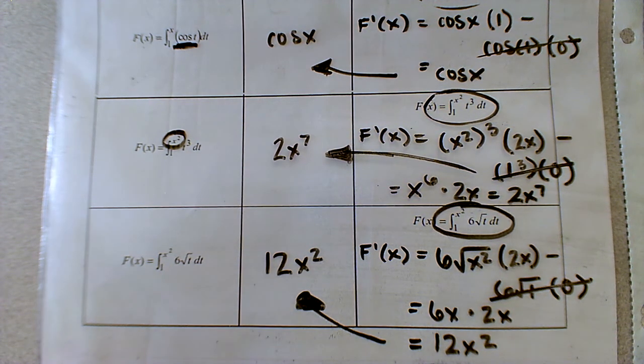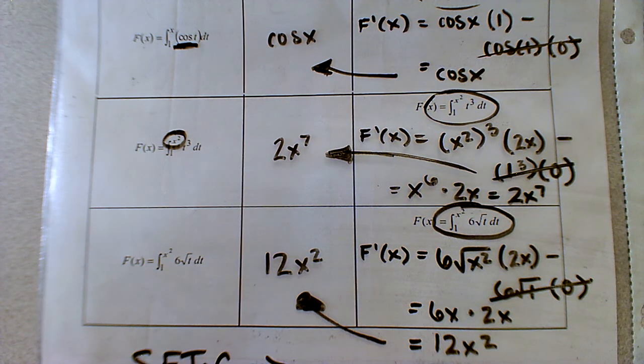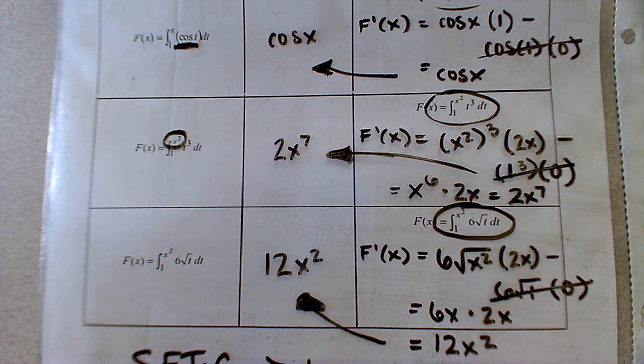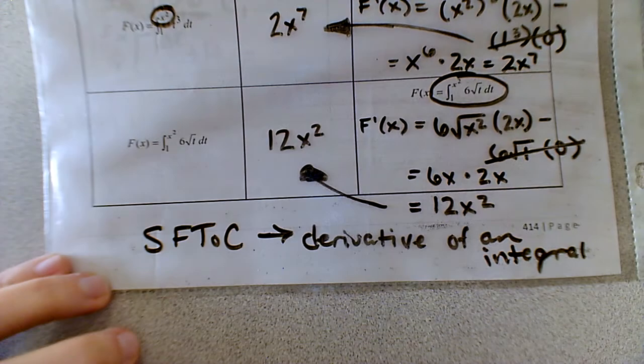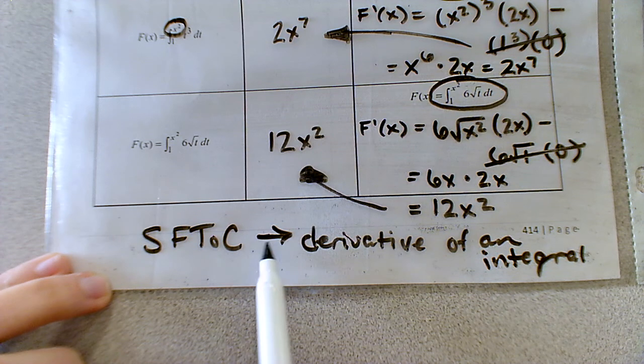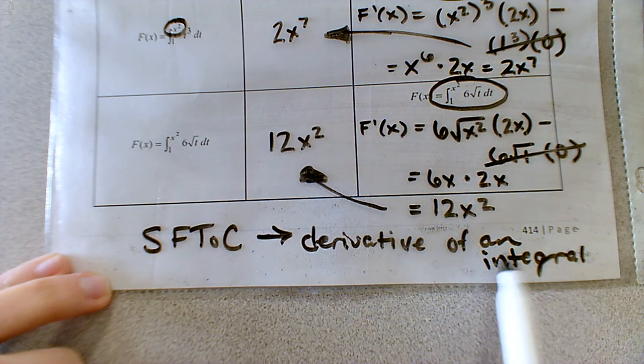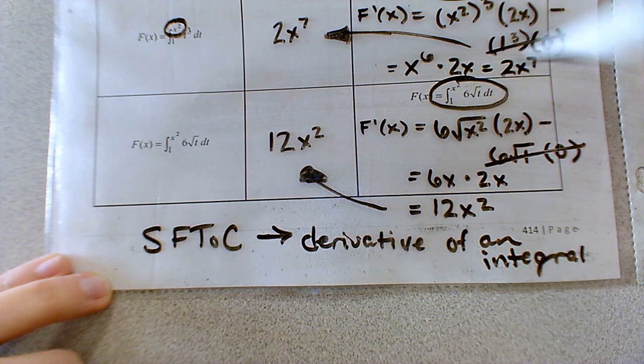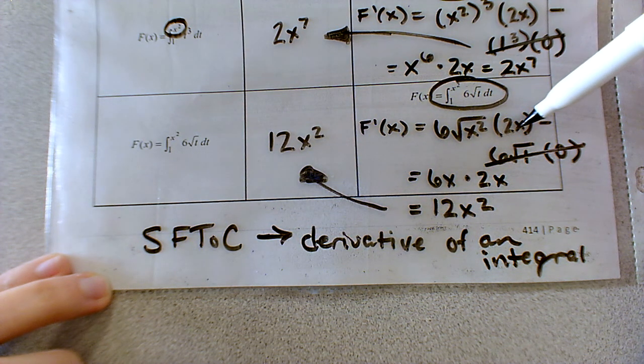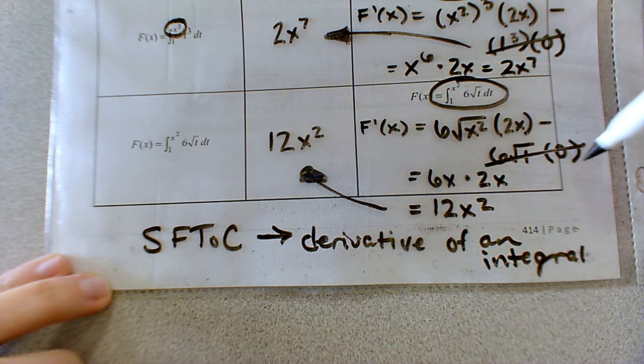Okay, so just to reiterate, the second fundamental theorem of calculus is when you are taking the derivative of an integral. Second fundamental theorem of calculus involves taking the derivative of an integral, or at least looking for that concept in a question or in a problem. So we're going to plug in the top bound times the derivative of the top bound minus plugging in the bottom bound times the derivative of the bottom bound.